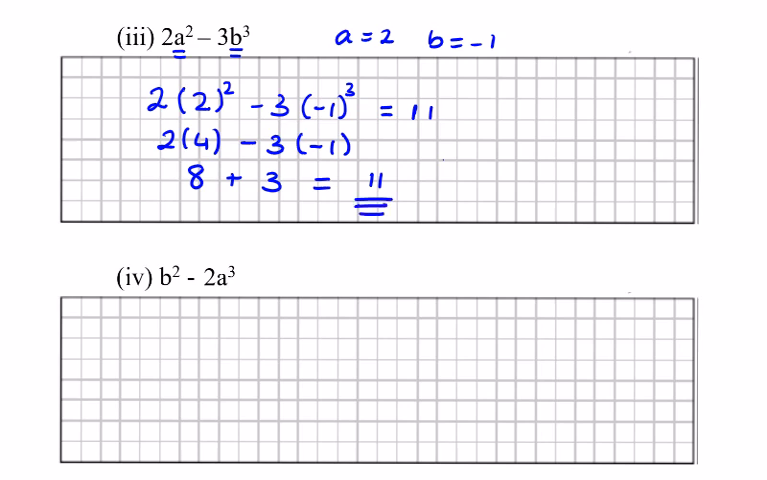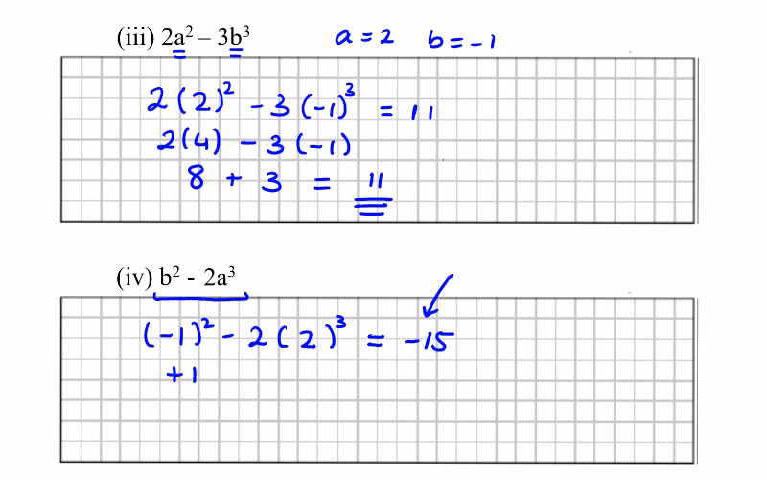Again, calculator use. Now the letters are reversed just to confuse you here. B squared, so something squared, minus twice something cubed. The reason you have calculators is to do these questions. B is -1 and a is 2. So just fill your values in, press equals on the calculator. What answer will the calculator give? It gives -15. Let's see why.